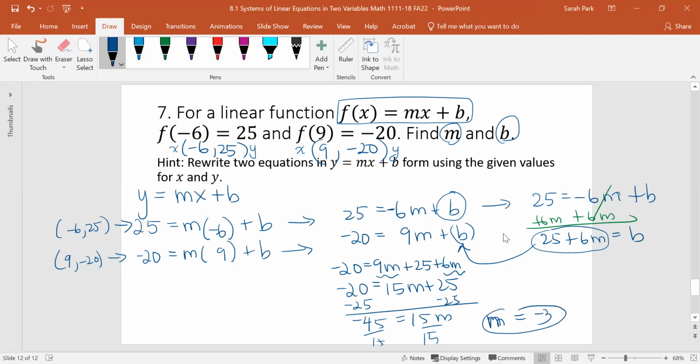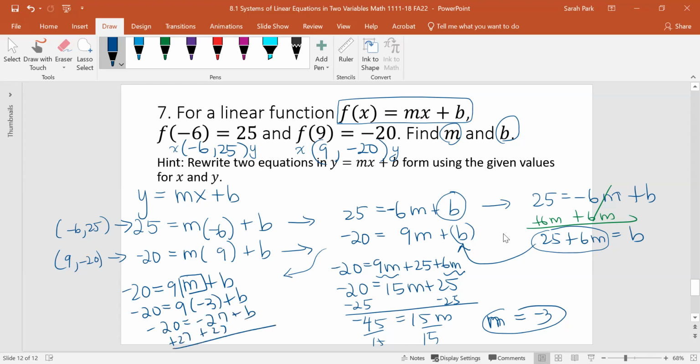We also have to find the y-intercept, and we can find the y-intercept by plugging into the first or the second line. Doesn't matter, but I'll plug it into the second line here. So we have -20 equals 9m plus b. -20 equals 9, substitute -3 in for m, plus b. -20 equals -27 plus b. Add 27 to both sides. We get b is equal to 7.